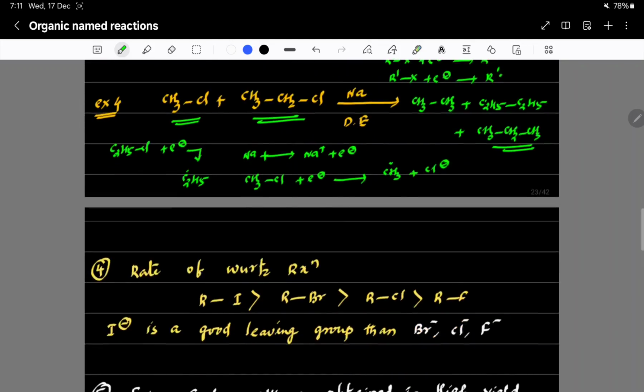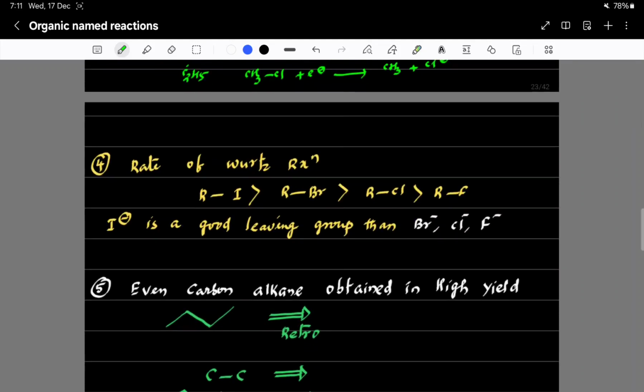Now similarly, students, the fourth point is the rate of the Wurtz reaction for alkyl halides. RI is greater than RBr, greater than RCl, greater than RF. I minus is a very good leaving group compared to bromine, chlorine and fluorine. So this group leaves and the alkyl radicals undergo dimerization. Generally, I minus undergoes a very fast reaction, meaning the rate of reaction will be very high.